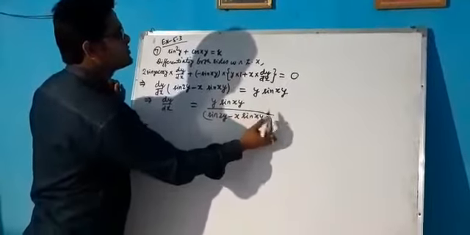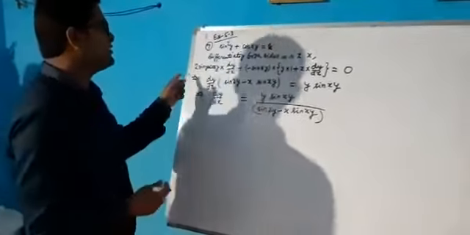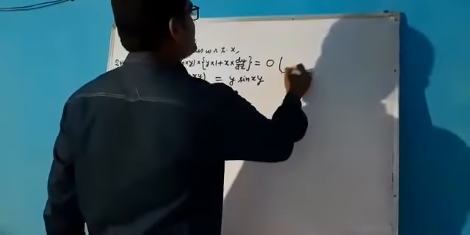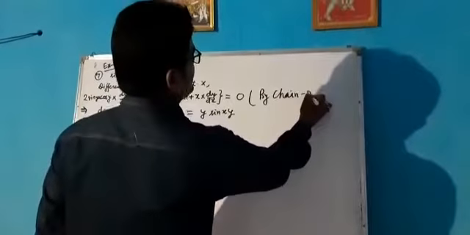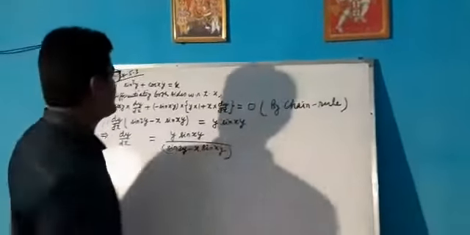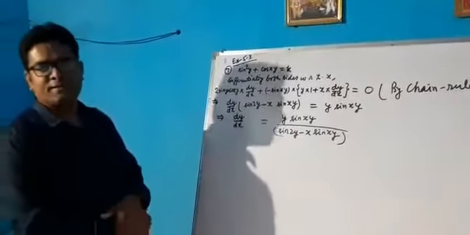If anyone wishes to write more steps for it, they can write more steps. So whenever you are using chain rule, you have to write here by chain rule. Whenever it is applicable, you have to write it by chain rule. I have done it. So in this way, the question number 7 is solved.